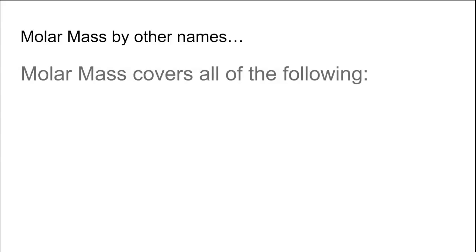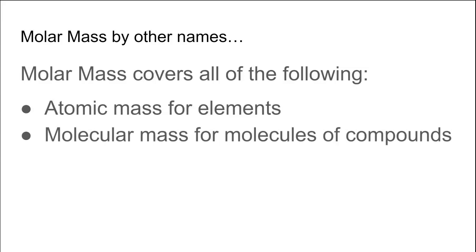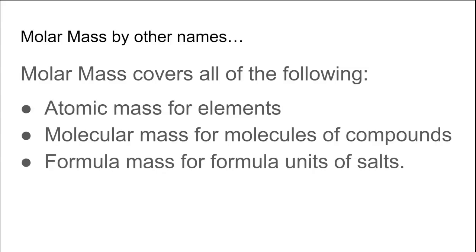I notice I've said molar mass. Molar mass covers a lot of different things. For an element like aluminum, we're talking about the atomic mass that you're familiar with seeing on the periodic table. For molecules like water and sugar, we often use the term molecular mass rather than molar mass. For salts, like the copper sulfate and the sodium chloride, the correct term would be the formula mass or formula unit mass for a salt. It's just easier to call all three molar mass, which covers each of them.